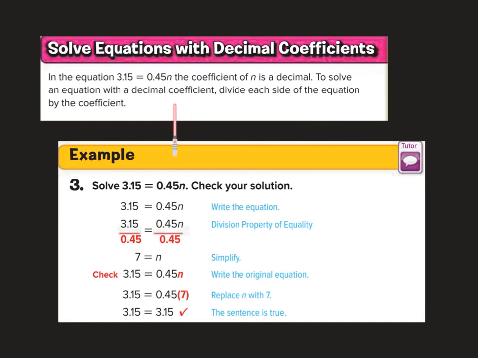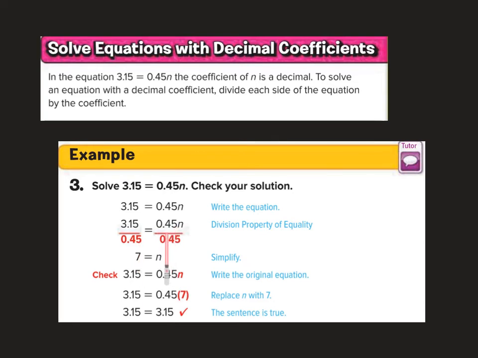To solve an equation with a decimal coefficient, divide each side of the equation by the coefficient. So you'll find this is much easier than working with the fractions because basically it's just like solving a normal equation. Here we have 3.15 equals 0.45n. All we have to do is divide both sides of the equal sign by the coefficient of n, which in this case is 0.45. So we've got 0.45n divided by 0.45 and 3.15 divided by 0.45.